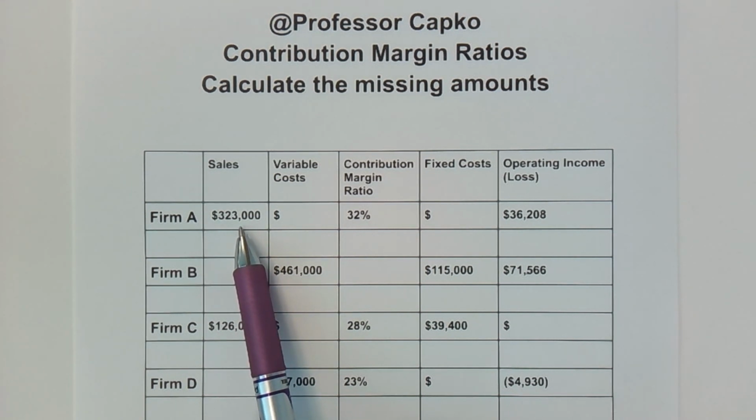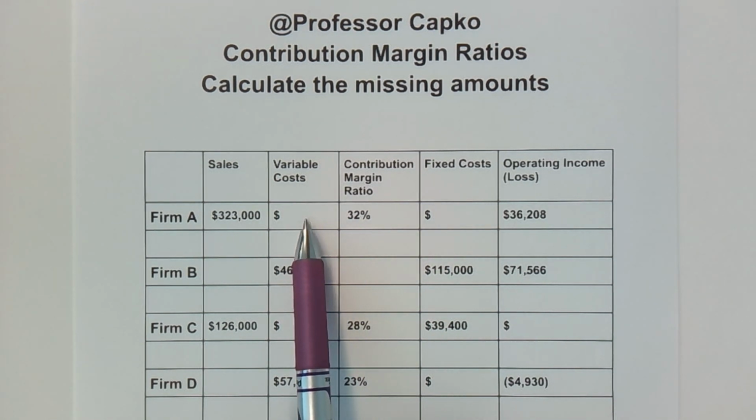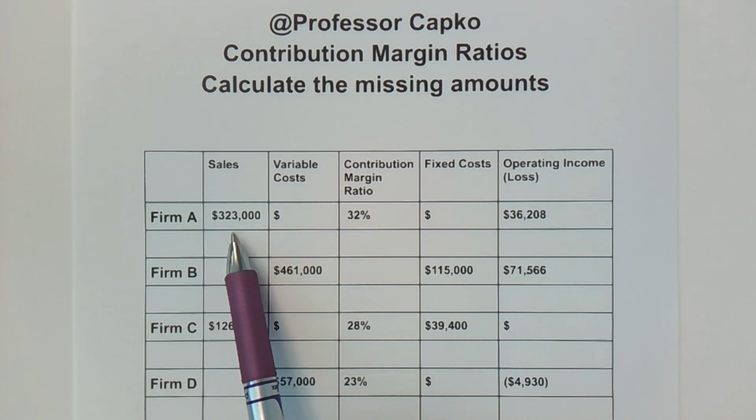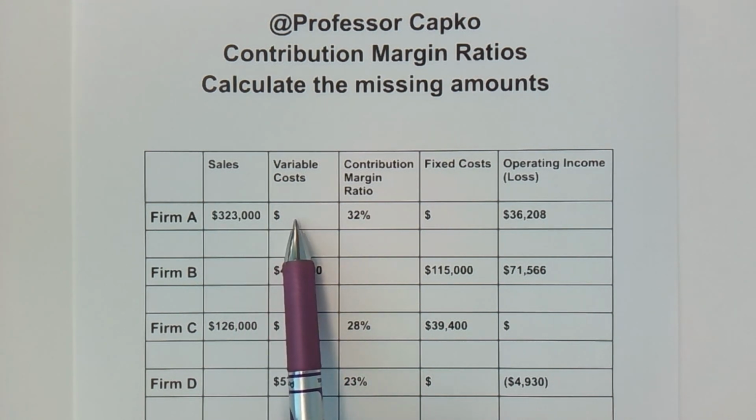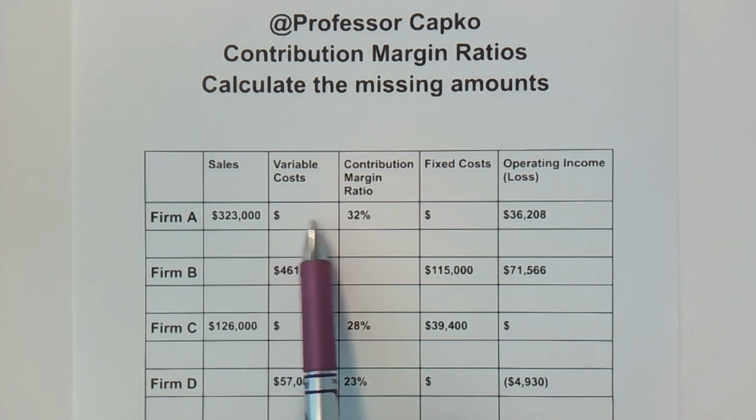In the first firm, we have sales of $323,000. We don't know the variable costs. Now remember, variable costs are the costs that relate directly to the production of the units or the sales of the units, so that will vary directly with the amount of sales. And this is not a variable cost per unit. This is overall variable costs for the time period. So in the time period that the sales were made, what are the variable costs in total?